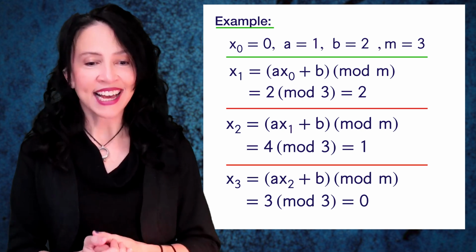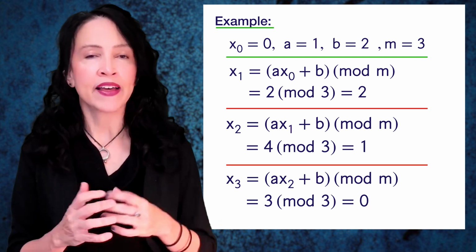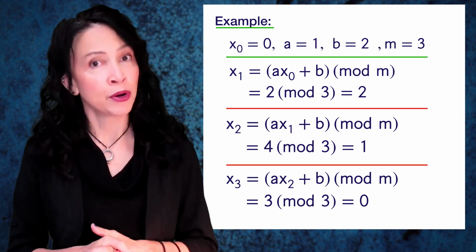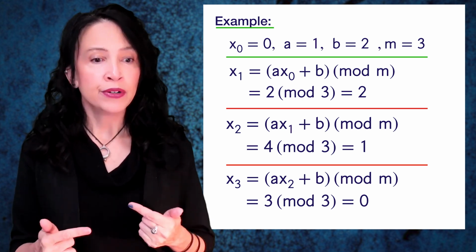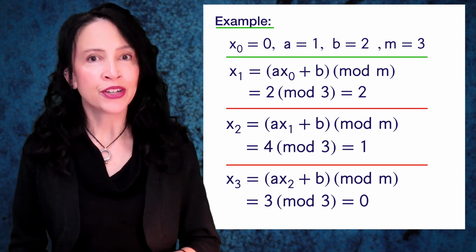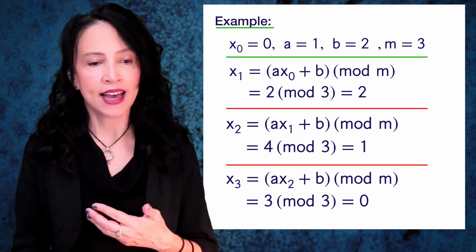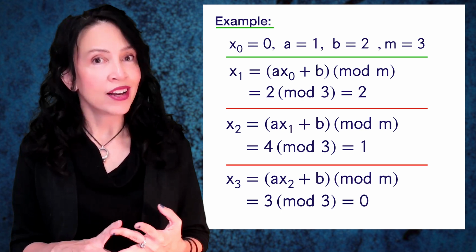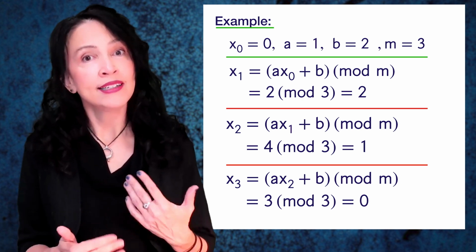I'm going to plug 1 in again. So I get a times 1 plus b, and that's 3. And when you mod out 3, you get 0. And I'm going to plug in 0. Wait a minute, I started with a 0. So clearly, I'm just going to start repeating this sequence and get 0, 2, 1, 0, 2, 1, 0, 2, 1.